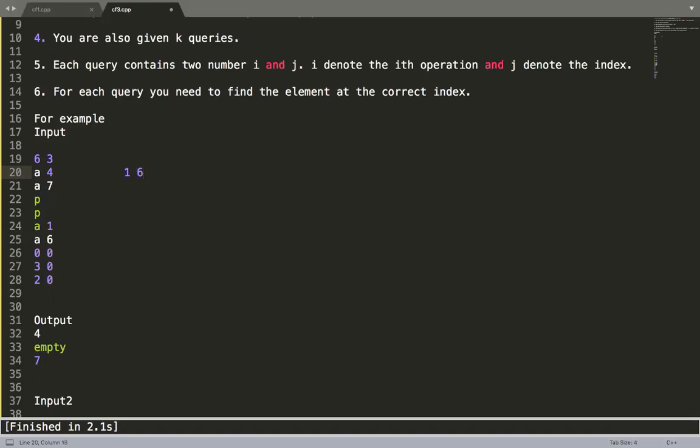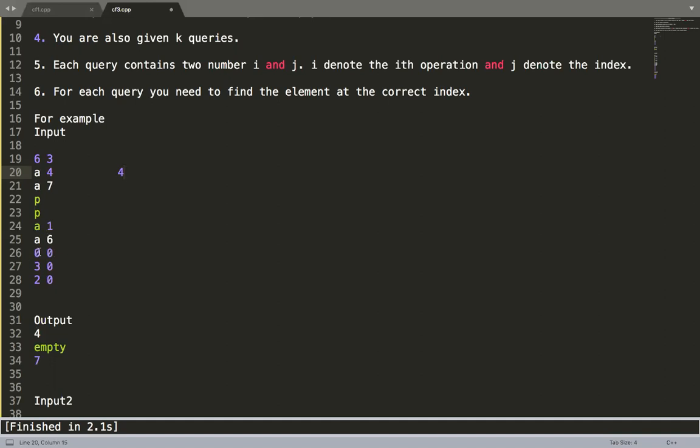So now basically, what does the query mean? Each query contains two numbers. Suppose it is saying 0 0, it means after the zeroth operation, meaning the first operation. So after the zeroth operation, what is the value at index 0? I know that at the zeroth index it is 4, because after the first operation, I will have 4 in the queue.